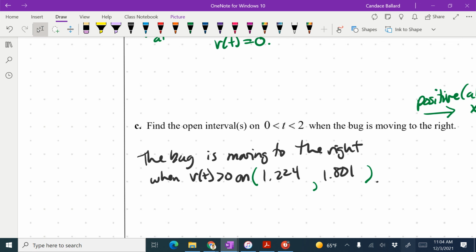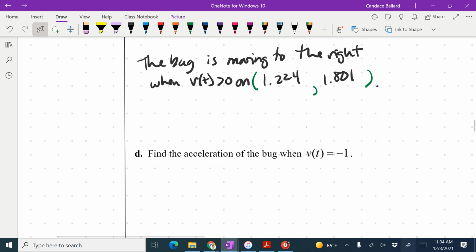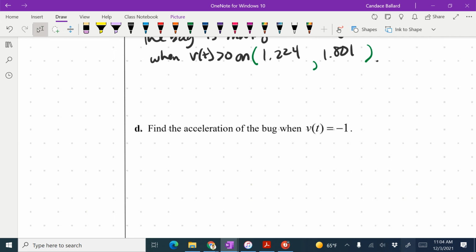Okay, let's get through D, and then I think we're going to call it a day. We got to find the acceleration of the bug when the velocity is equal to -1. So how do I get from velocity to acceleration?